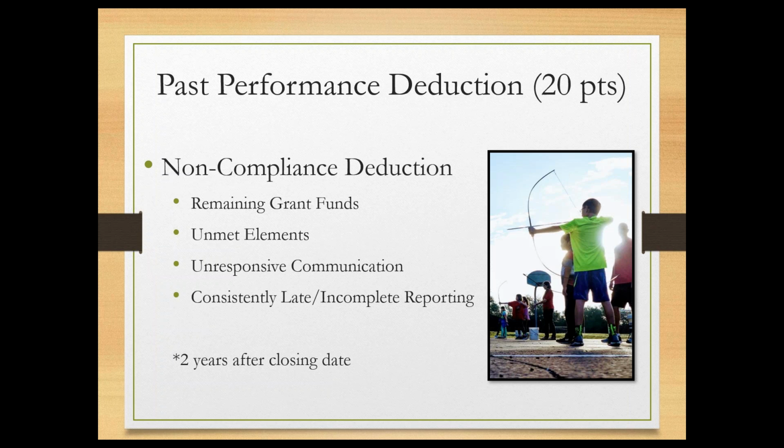If you did not meet any of your contract requirements, there can be a deduction. If you were unresponsive to any of our communications, so if we were requesting documents and you're not providing that, then there may be a deduction. Or if you were consistently late with reporting or did not submit specific reporting, there could be a scoring deduction as well. Again, the entire scoring system is out of 100 points. And so this deduction is up to 20 points deduction for any past non-compliance issues.